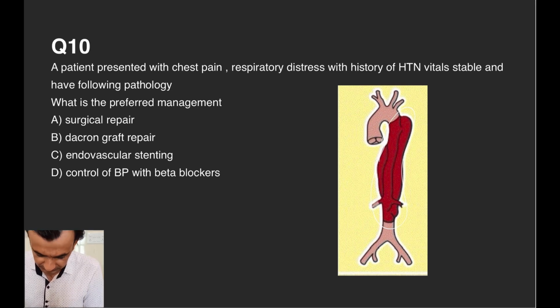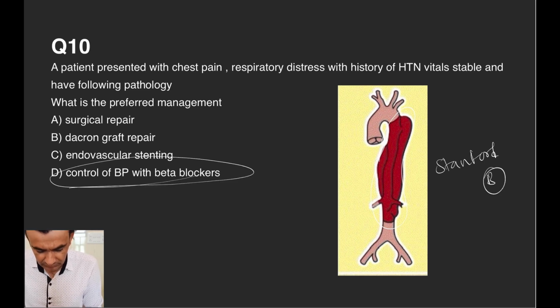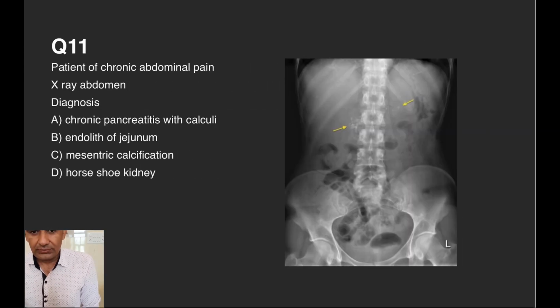This is Stanford B. तो Stanford B का management होता है control the BP and give beta blockers. Surgical repair, diaphragmatic graft repair, endovascular repair will be seen in type 1 Stanford classification.